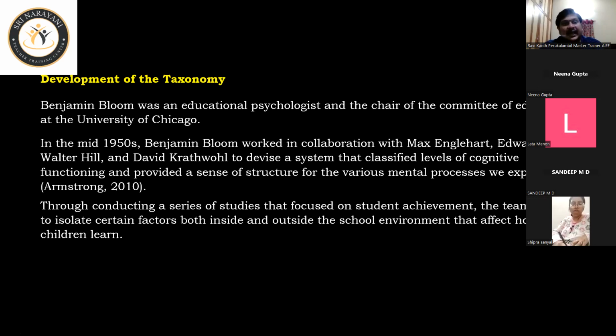So what was the actual agenda behind finding out this taxonomy and the levels of taxonomy? It is to understand the cognitive growth of the child, how the thinking capacity of the child increases day by day, and what can we do to improvise this thinking capacity of the child, through conducting a series of studies that focused on student achievement. Remember, student achievement. So after each and every experiment, they have actually measured the achievement of the students.